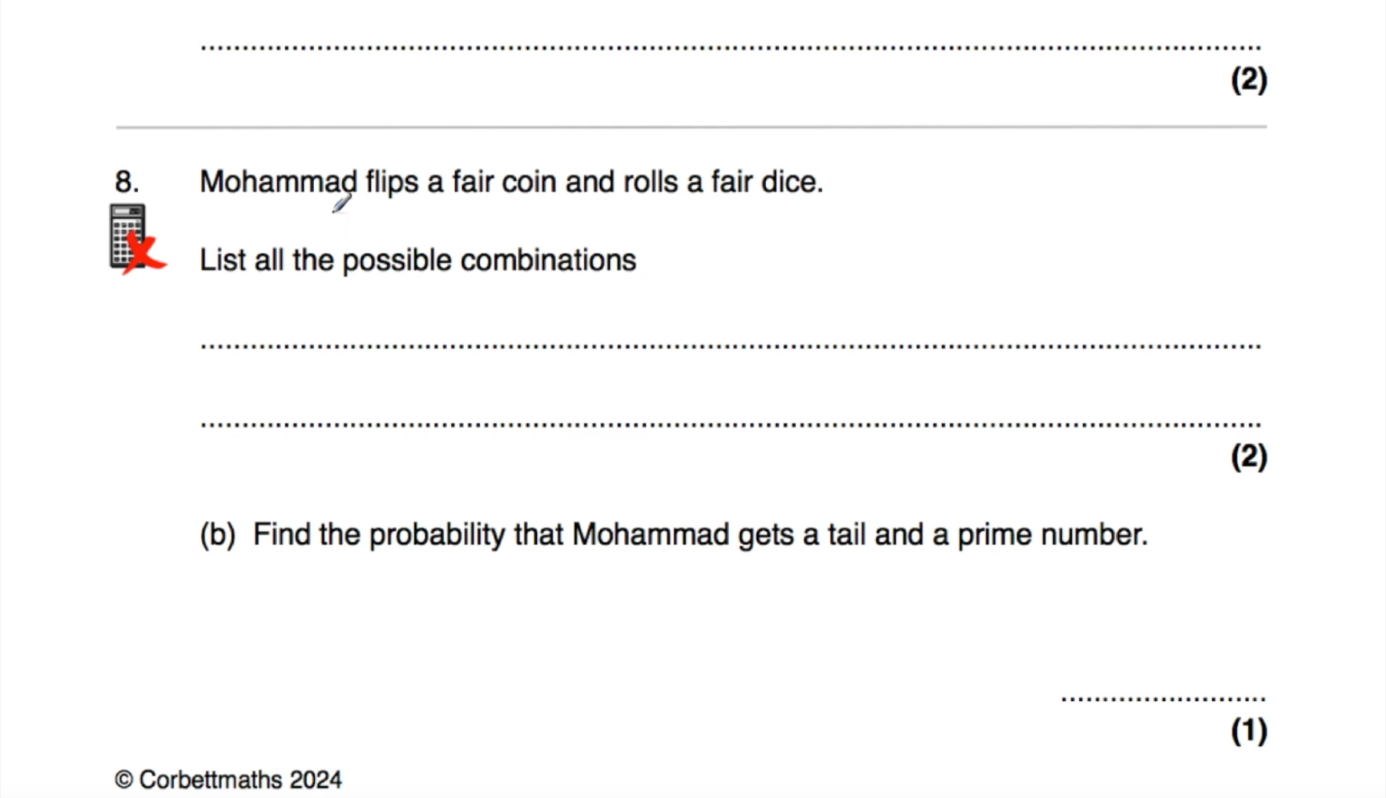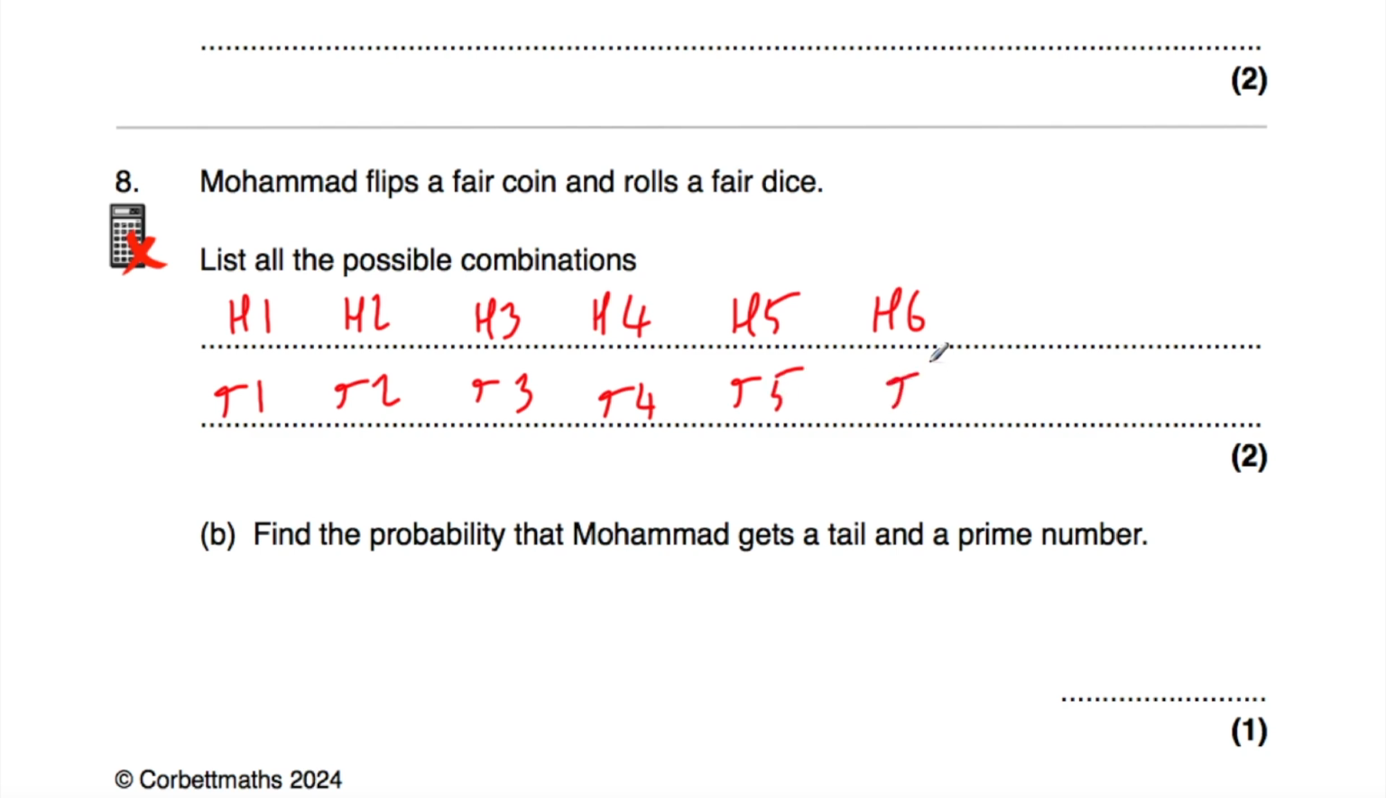So question number 8 says, Muhammad flips a fair coin and rolls a fair dice, and we've been asked to list the possible combinations. So he flips a fair coin, so he could get a head or a tail, and then he rolls a dice, so it could be a head and a 1, a head and a 2, a head and a 3, a head and a 4, a head and a 5, and a head and a 6. They are all the options with a head on the coin, and then we've got all the options for the dice. And then if he gets a tail on the coin, it would be a tail and a 1, a tail and a 2, a tail and a 3, a tail and a 4, a tail and a 5, and a tail and a 6. So there's 12 possible combinations.